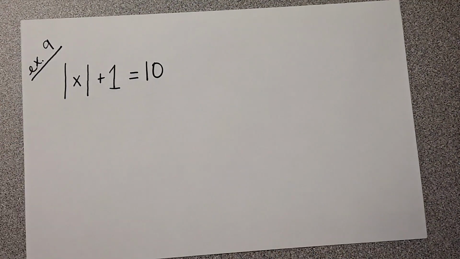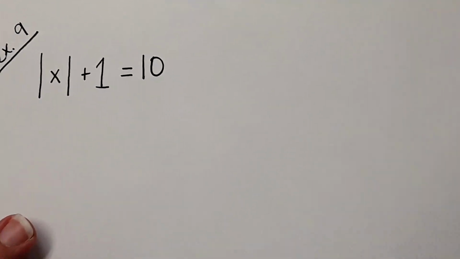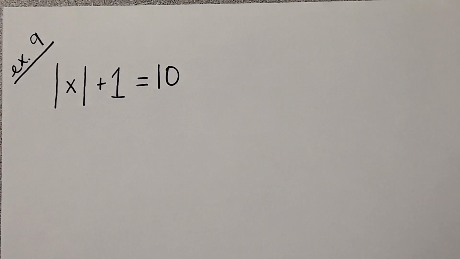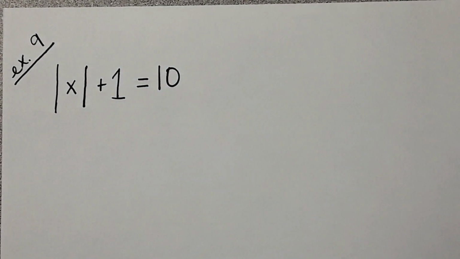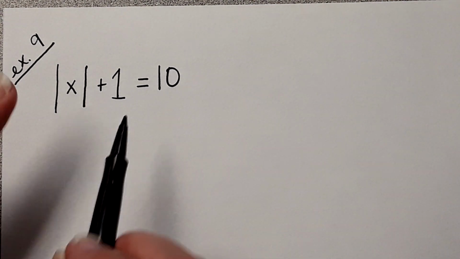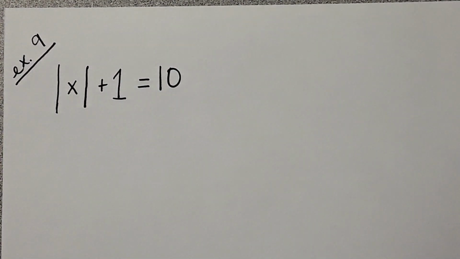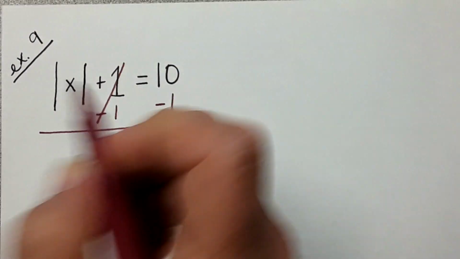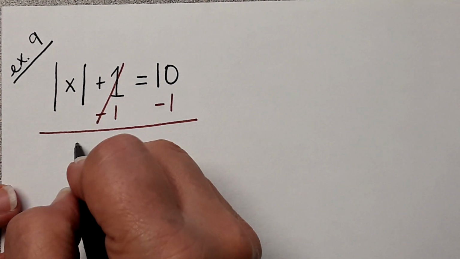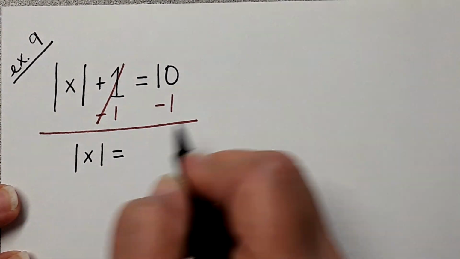Tell me what's different about this one compared to all the other ones. It has parentheses only on the x. Those aren't parentheses, what are those called? They're called absolute value. So we can't solve this until we get rid of the 1. When there's a number on the outside, we have to get rid of that first. So we're going to subtract 1 first, and then we're left with the absolute value of x equals 9.